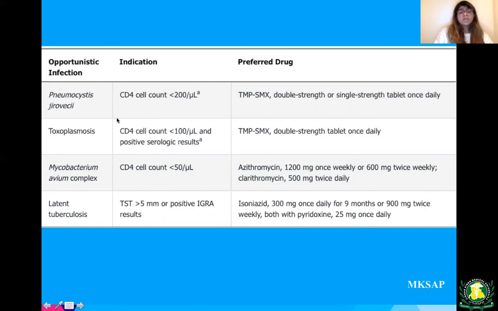For toxoplasmosis, you want to start the medication when the CD4 count is less than 100. But it's the same prophylaxis, trimethoprim-sulfamethoxazole. We abbreviate this as TMP-SMX. For MAC, Mycobacterium avium complex, CD4 less than 50, you can do azithromycin. And for latent TB, you want to do INH, isoniazid, for 9 months. So this is a very nice slide just to remember prophylaxis for these patients. And again, the indication is always by the CD4 count. So less than 200 is your marker of when you want to start to think about putting your patients on prophylaxis medication.